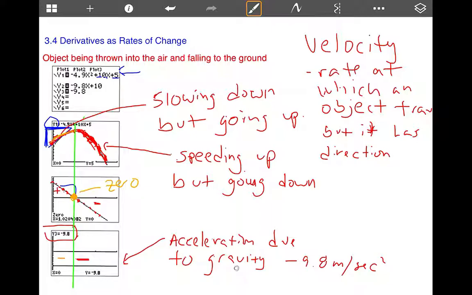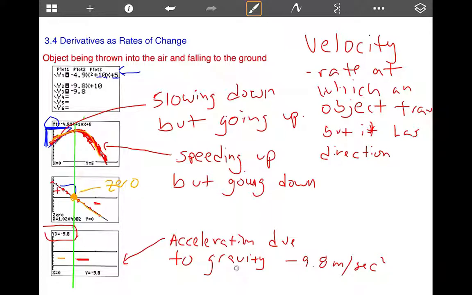The reason why the ball is slowing down is because you've got gravity pushing down on it as it's going up. And then it hits a maximum height, and then it begins to go down, and the velocity starts to get bigger. That's because the velocity is negative and the acceleration is negative. They're both going down. The force of gravity is acting on that object to go down, and so it's speeding up.